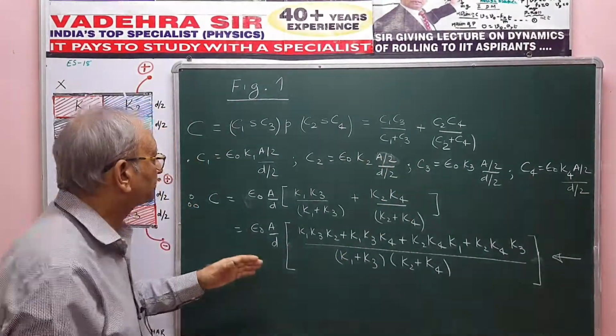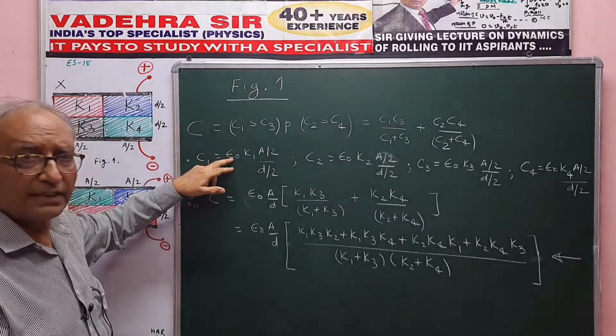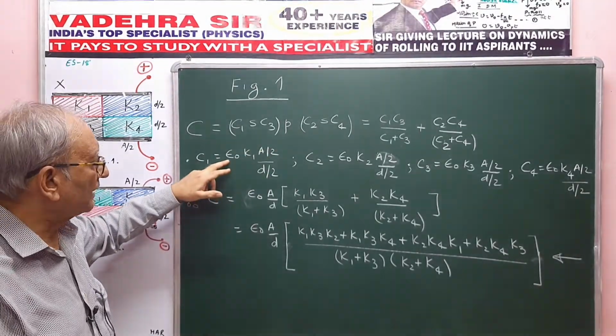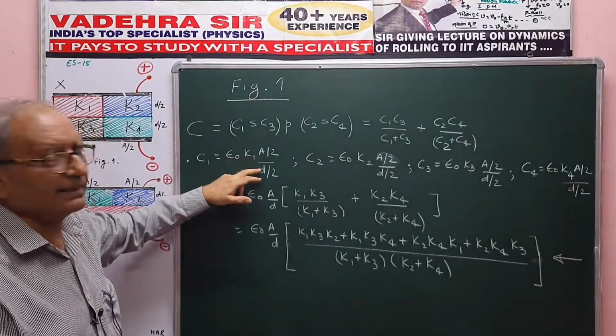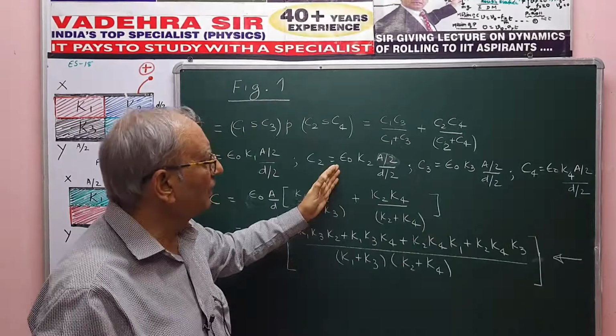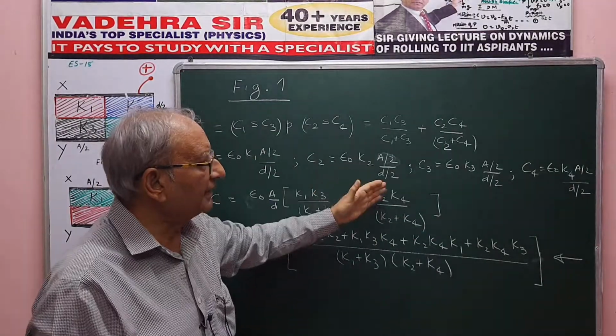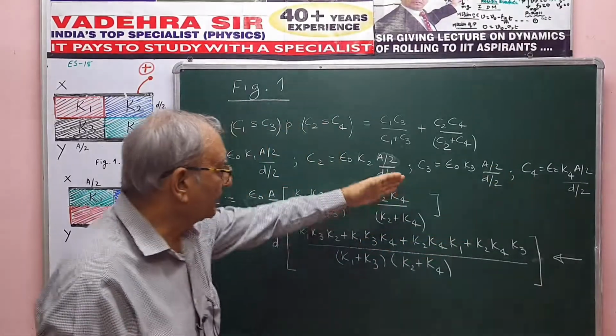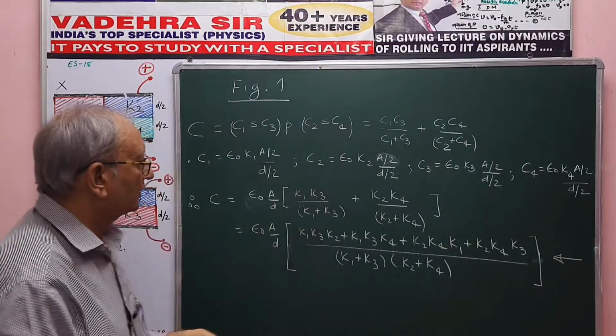I do that for you. C1 is epsilon naught kappa 1 A by 2 upon D by 2. So that becomes epsilon naught kappa 1 A by D. And the same thing for C2, C3 and C4. So C2 will be epsilon naught kappa 2 A by D. Same thing for C3 and C4. Now put these values in this expression.